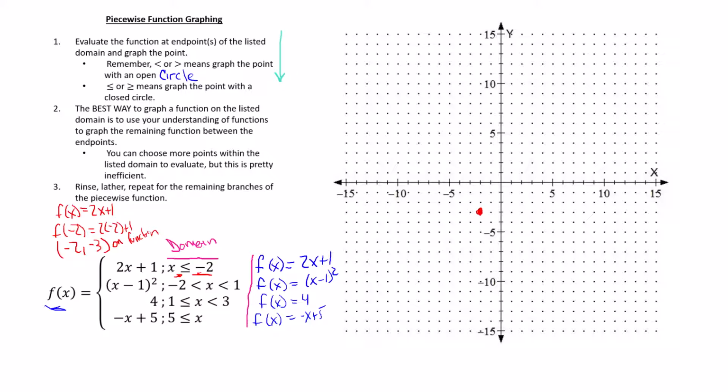Then, using our knowledge of functions, 2x plus 1 is linear. So it's a linear function. The slope of it is 2. So from negative infinity all the way up to negative 2, the slope of it is going to be 2. Right, so it would look something like this.